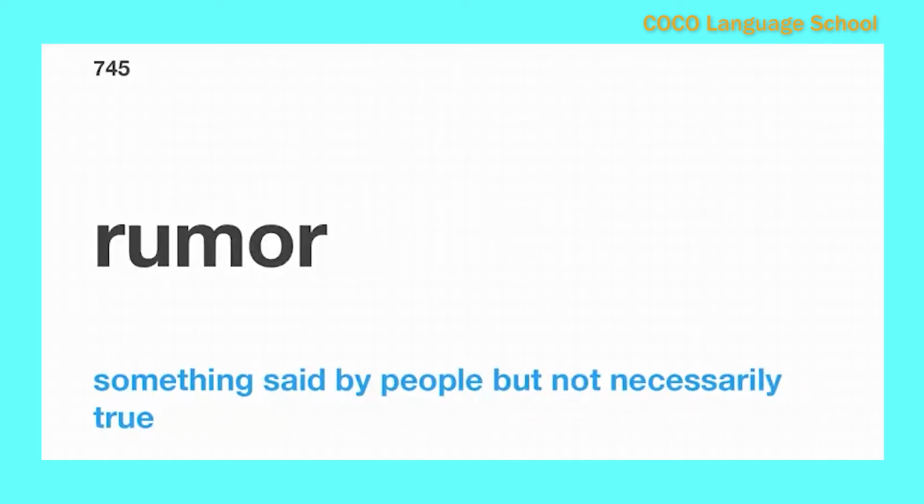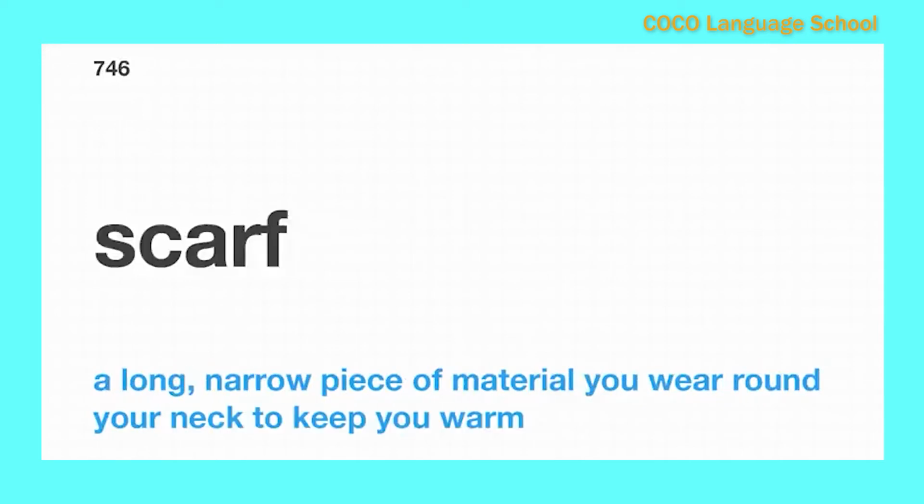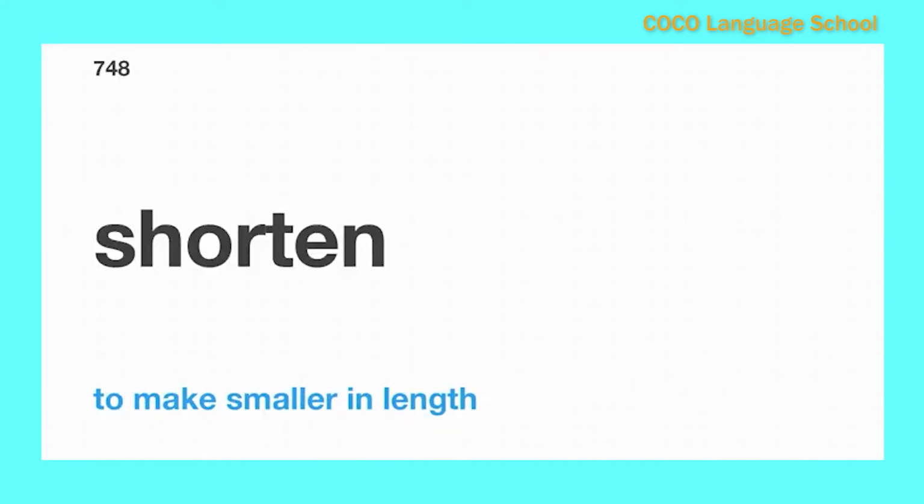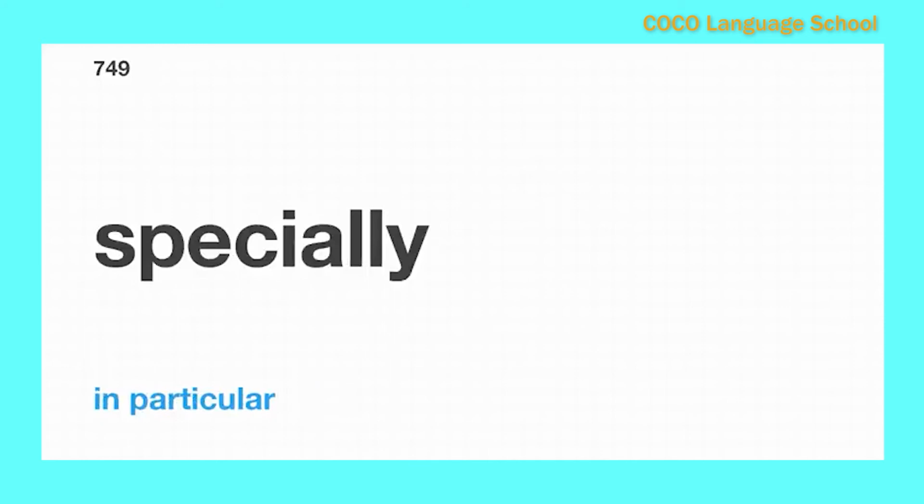Something said by people but not necessarily true. Rumor. A long, narrow piece of material you wear round your neck to keep you warm. Scarf. A place right by the ocean where people can go to relax and have fun. Seaside. To make smaller in length. Shorten. In particular. Specially.